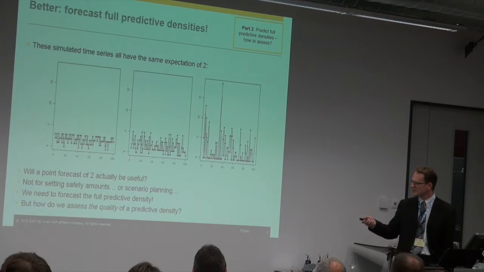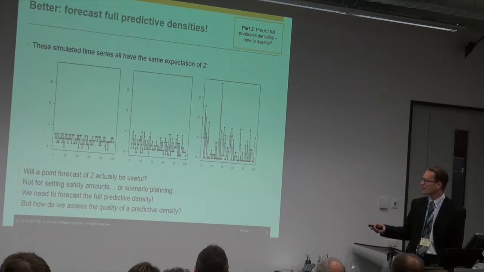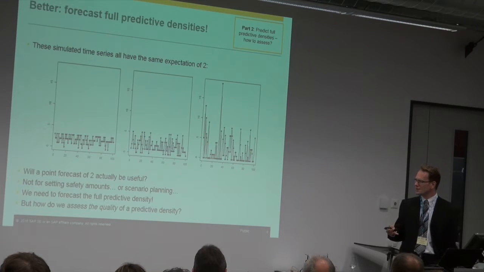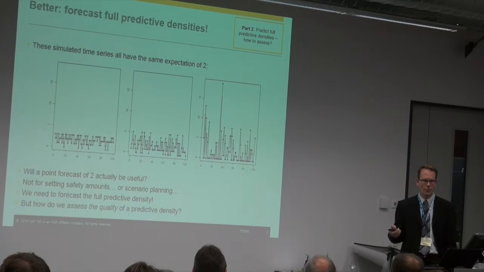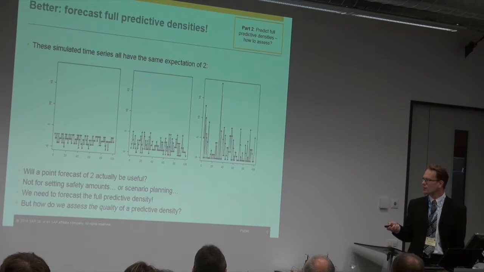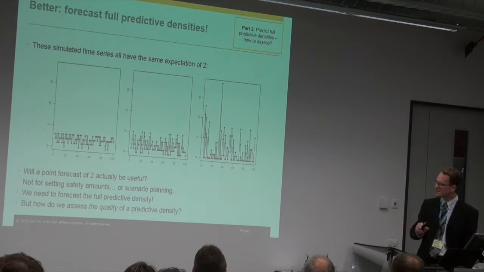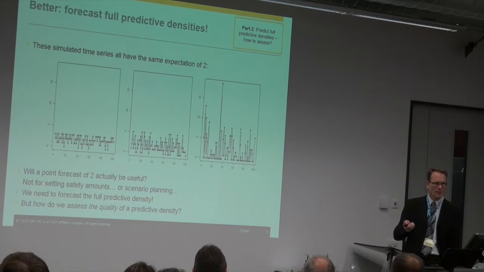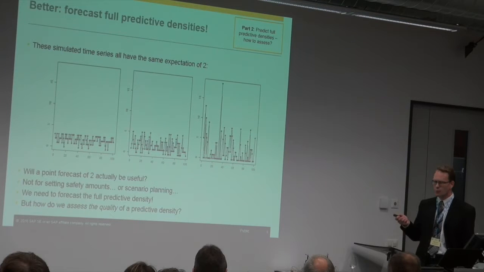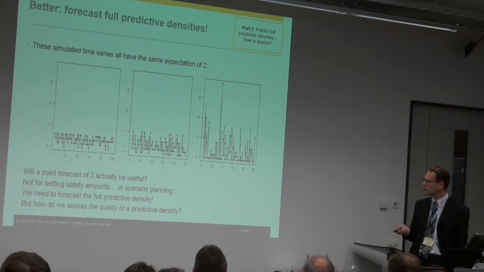It doesn't help us for setting safety amounts, for scenario planning, for any kind of sensitivity analysis or stuff like that. I would argue that for most use cases that actually consume a forecast, you shouldn't aim for a point forecast, or a point forecast plus a measure of variance, which is better, but still not good enough. I'd say we need to forecast a full predictive density. We need to forecast a full future density, and when we forecast it, it's a predictive density. Wonderful. Okay, so that's what we want to do.